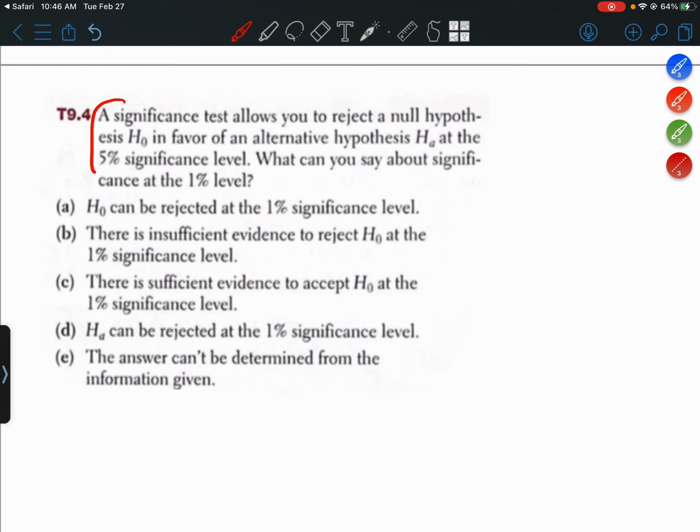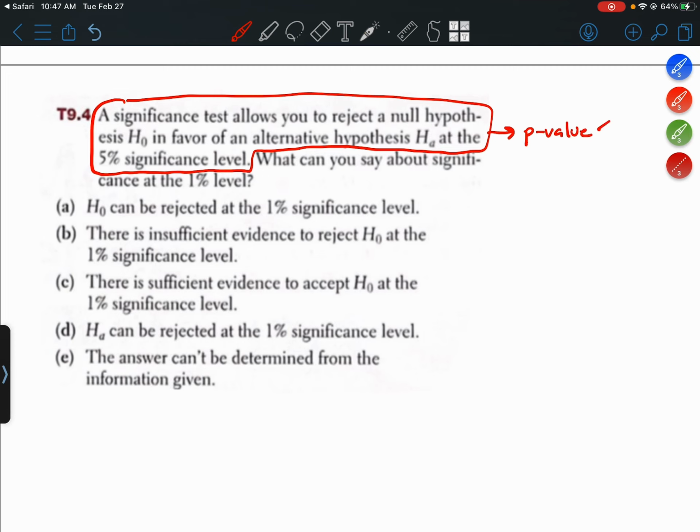All right, so if we rejected the null hypothesis at the 5% level, that means that our p-value must have been less than 5%. Okay, so there's a lot of possibilities. The p-value could have been 4%, 2%, 1%, or 0.5%. We don't know the exact p-value, just that it was less than 5%. So what can we say about the significance at the 1% level?